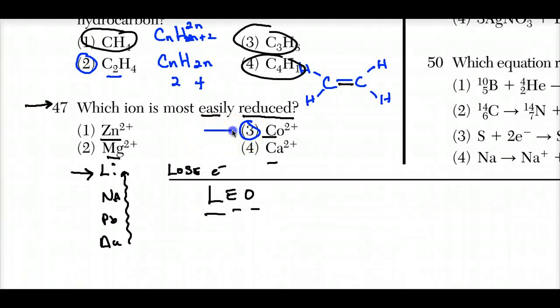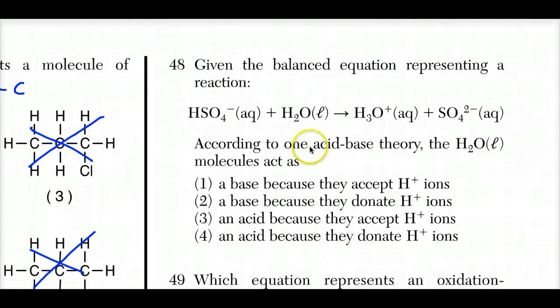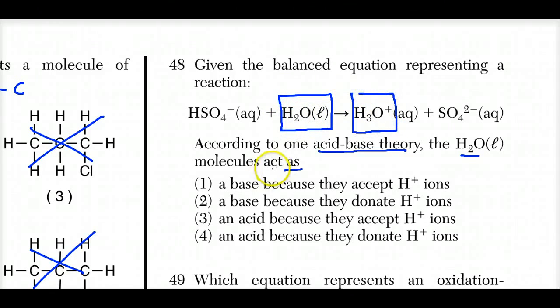47 is 3, and as you can see, not a great question without a reduction potential table, but you get the idea hopefully. Okay. Number 48. According to one acid-base theory, they're not naming Bronsted and Lowry here, water molecules act as a what? Well, let's see what water's doing. Water in the current conditions is water. In the future, it has one more H. How did that happen? Well, that must have happened because HSO4 negative must have given this water a proton.